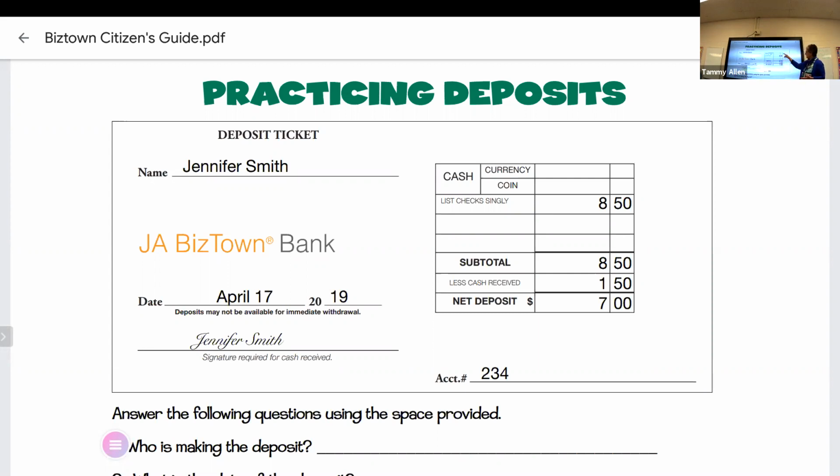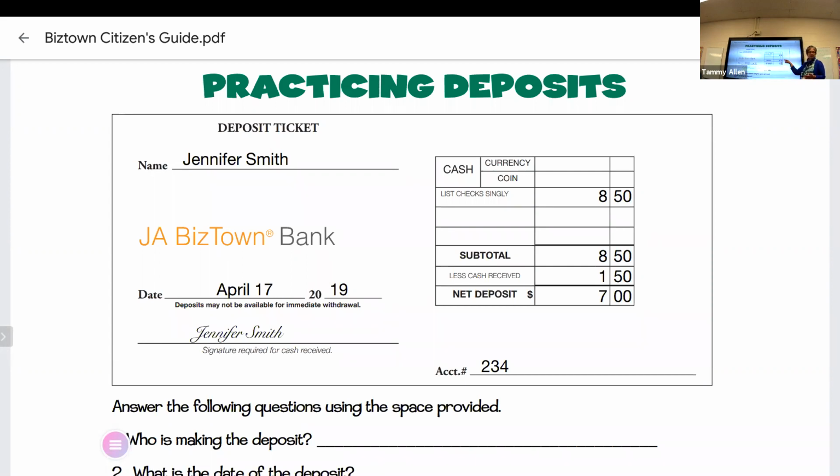The subtotal is all these things added together. There was only one check, so that's why that's the same. You might have nothing for that. If so, put a zero in there or put a line through there. If you have something there, you have to subtract it. Okay? If not, it's the same as your subtotal. And that tells you how much you are depositing.